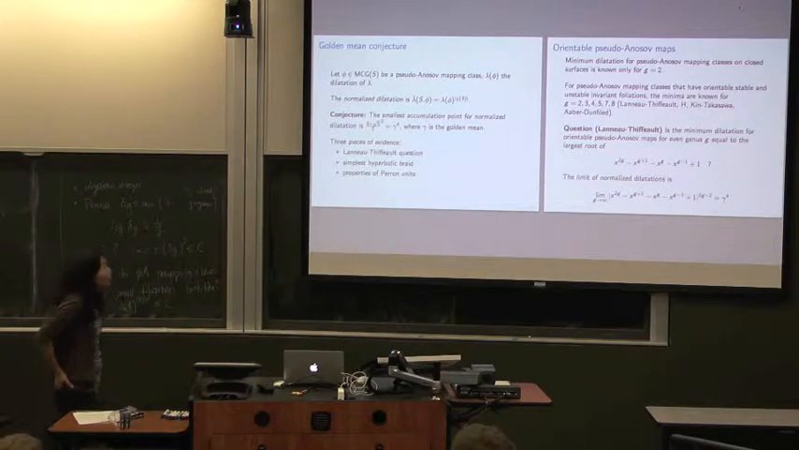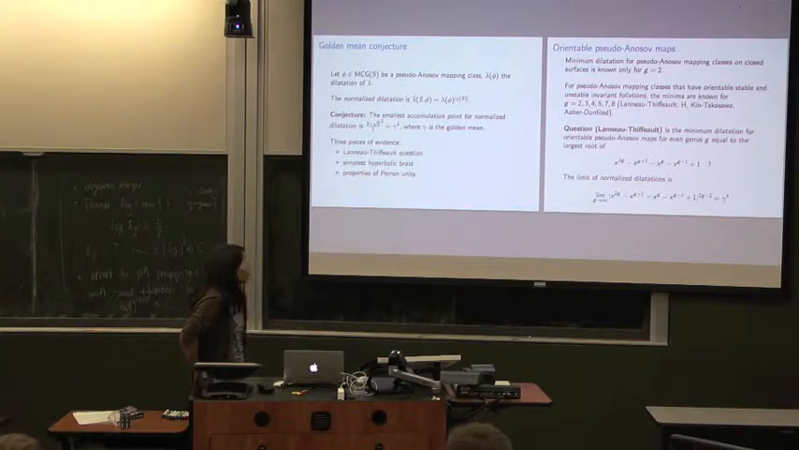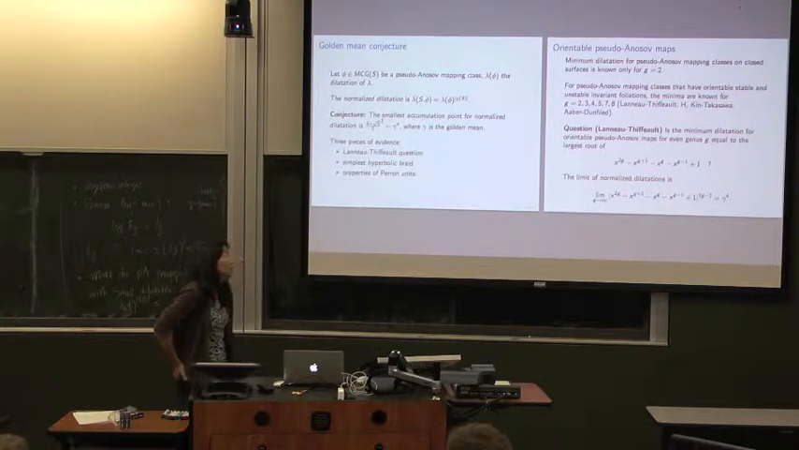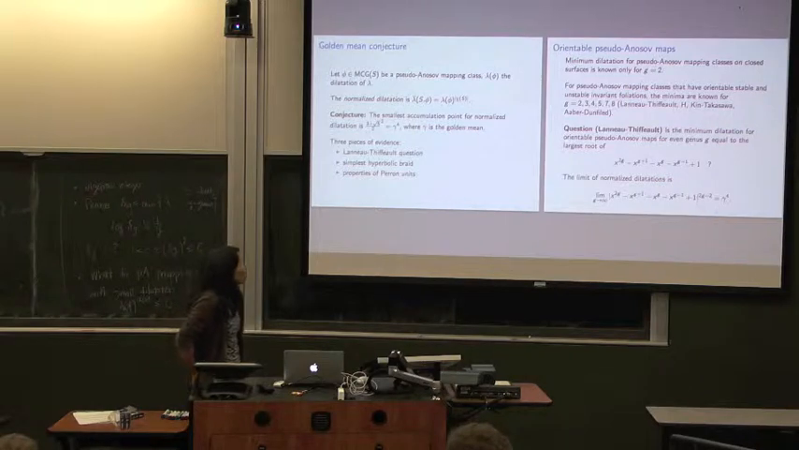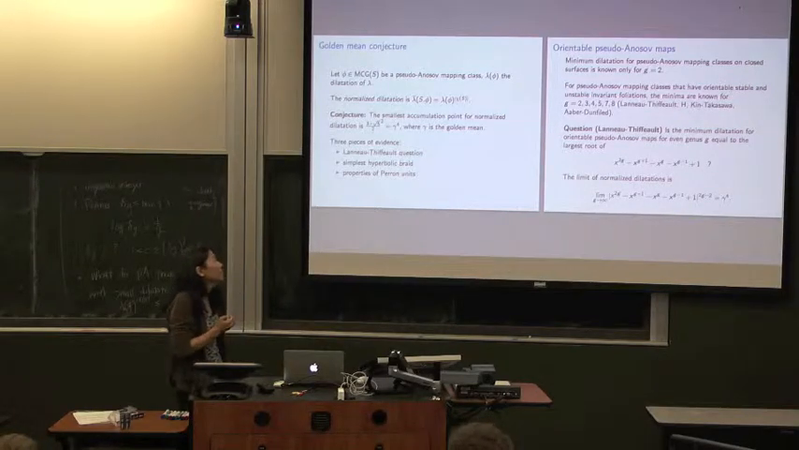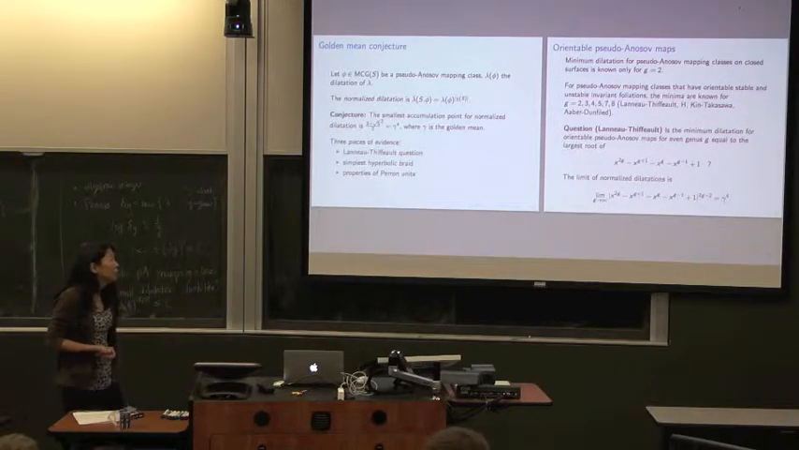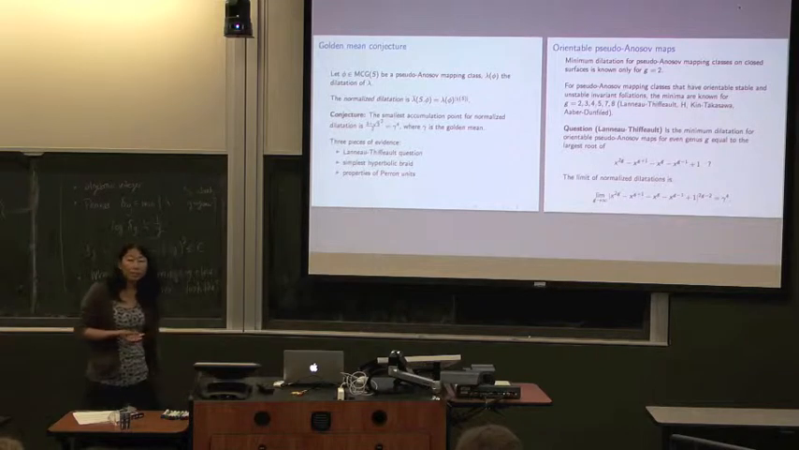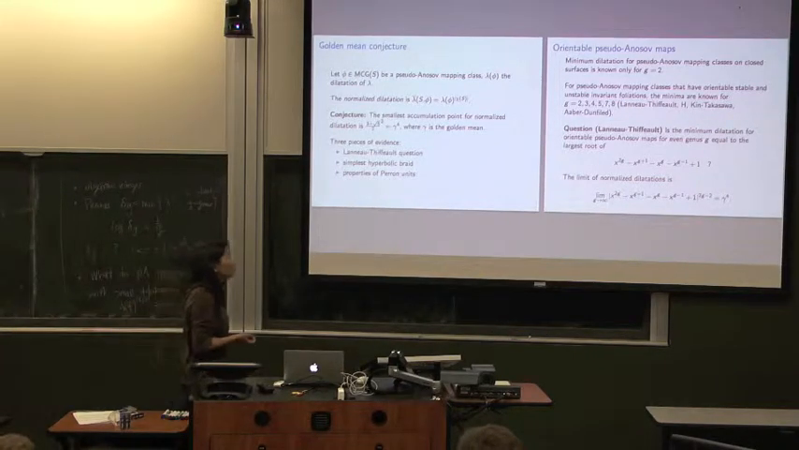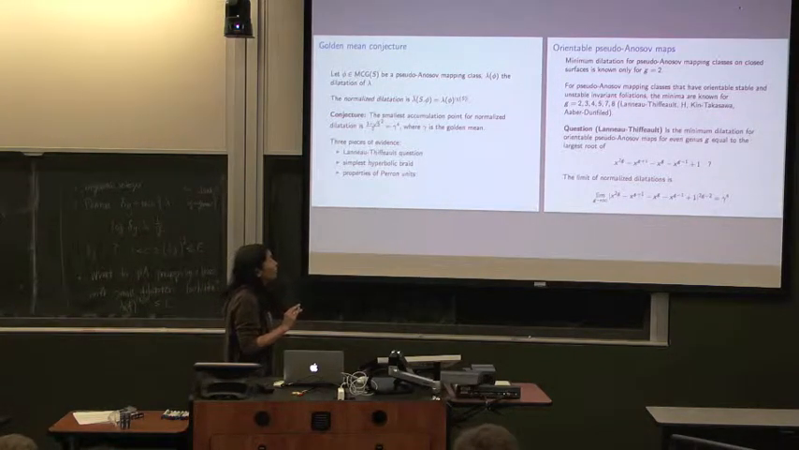Okay, so Lenoir and Tifo's question is about orientable pseudo-Anosov maps. So we restrict to the orientable case. And for those, a few more are known. So if we just look at general pseudo-Anosov mapping classes, the minimum is known for G equals 2. For the orientable case, orientable means that the foliations are orientable. The stable and unstable foliations are orientable. Of course, the surface is always orientable.